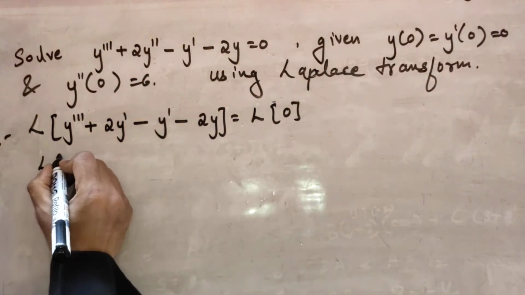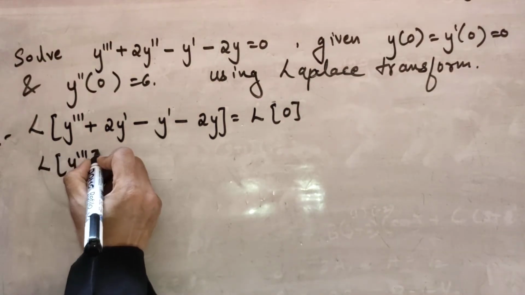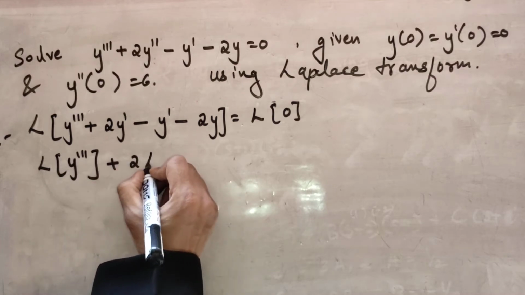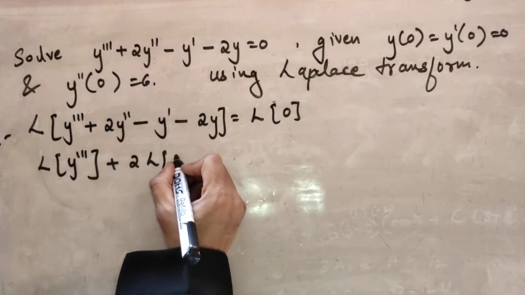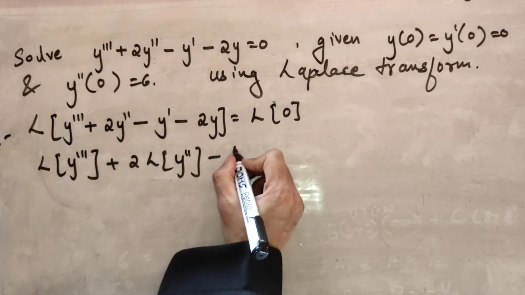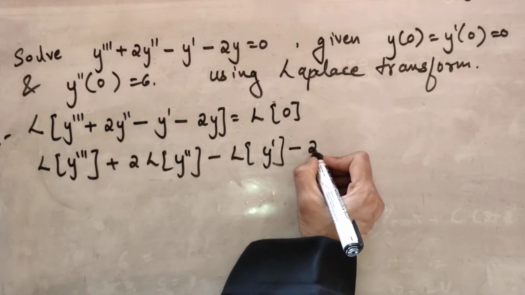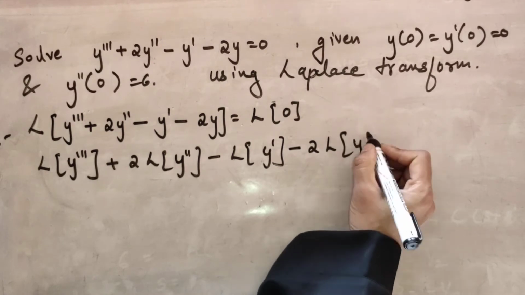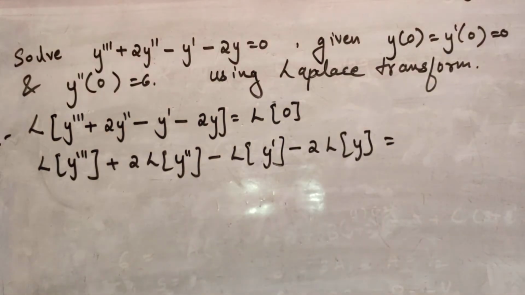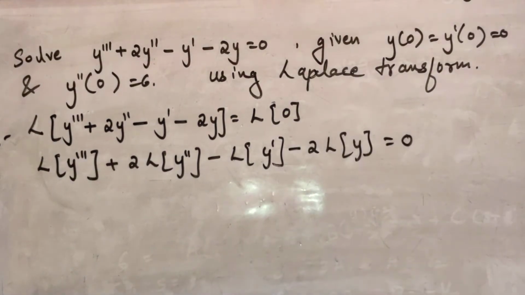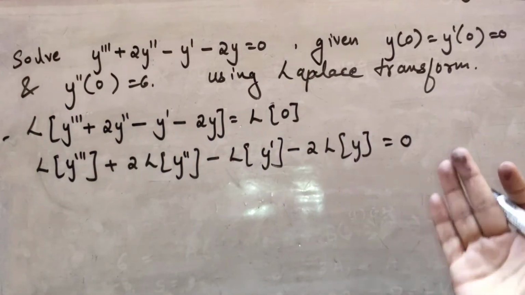Now you just separate all the terms. Laplace transform of y triple dash plus 2 times the Laplace transform of y double dash, minus the Laplace transform of y dash. 2 is a constant, that's why I have written it outside. Minus 2 times, again a constant, the Laplace transform of y, is equal to the Laplace transform of 0. You all know it is 0 only, or you can just use the formula and verify it is 0.